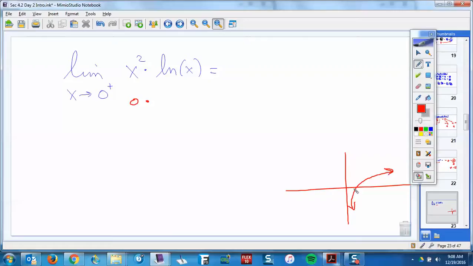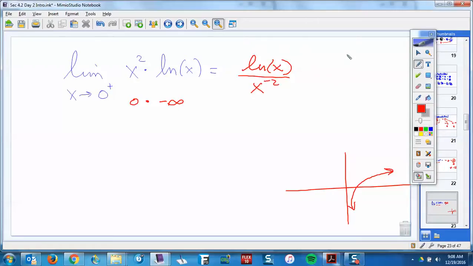No. The limit as x approaches 0 from the right is negative infinity. So we have a negative infinity situation here. Now, you could flip that x squared down and make it a negative 2 power. Okay, we can do that. So this would be ln x over x to the negative 2. Would you agree with that?